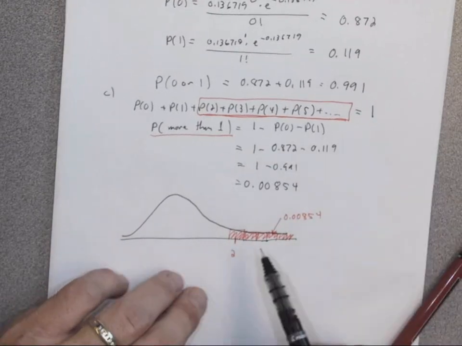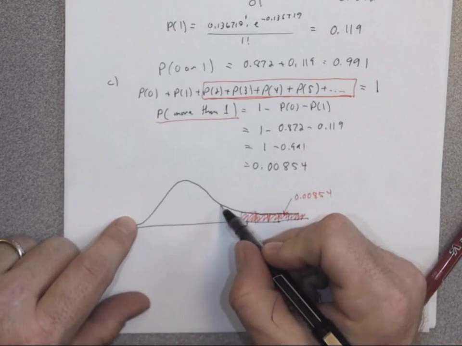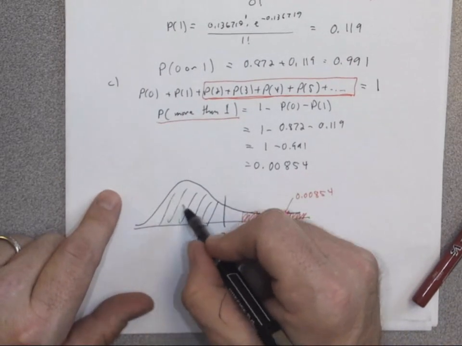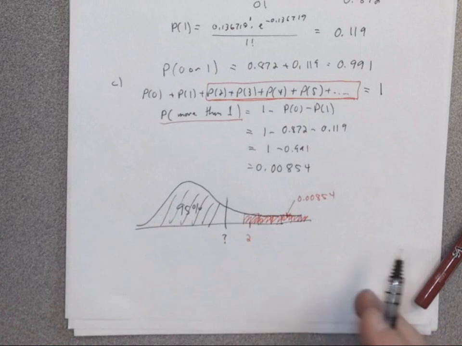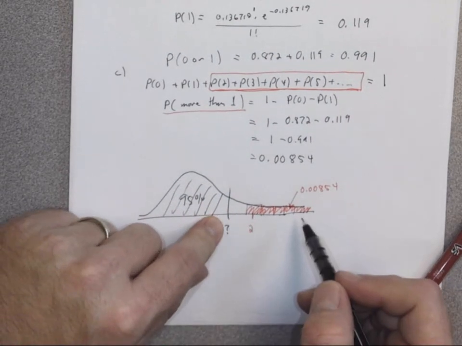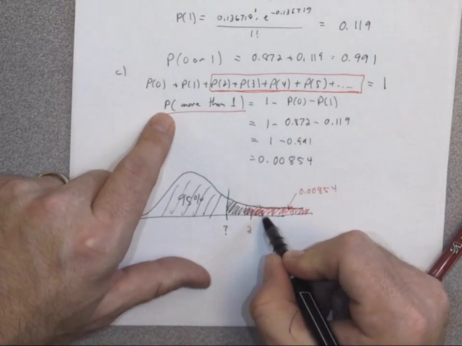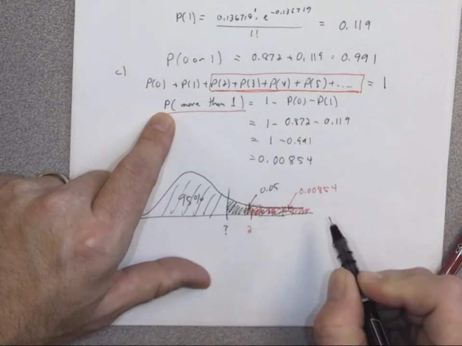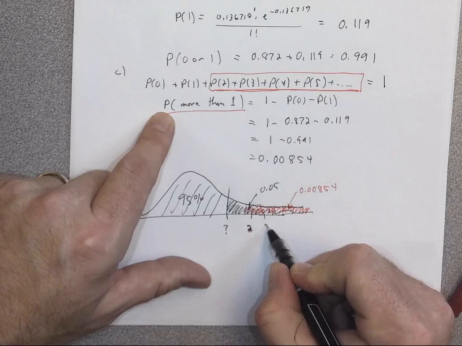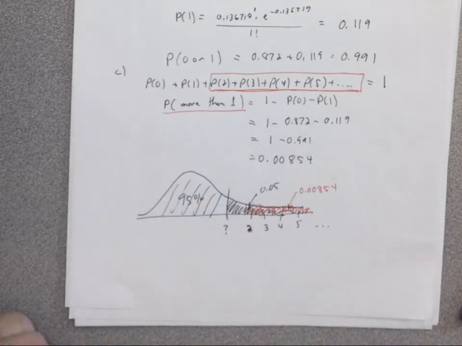0.00854. And since this number is less than 5%, that means it's beyond this tail, because there's got to be a tail here, whatever it is, to where the rest of this is going to be 95% of the data. And if you're outside the 95% of the data, then you're in this tail of unusually high. So if this is 95%, whatever's here would have to be 5%, 0.05. And since this number is less than 5%, that means this 2 and also the 3 and the 4 and the 5 and so on, these are all significantly high numbers.